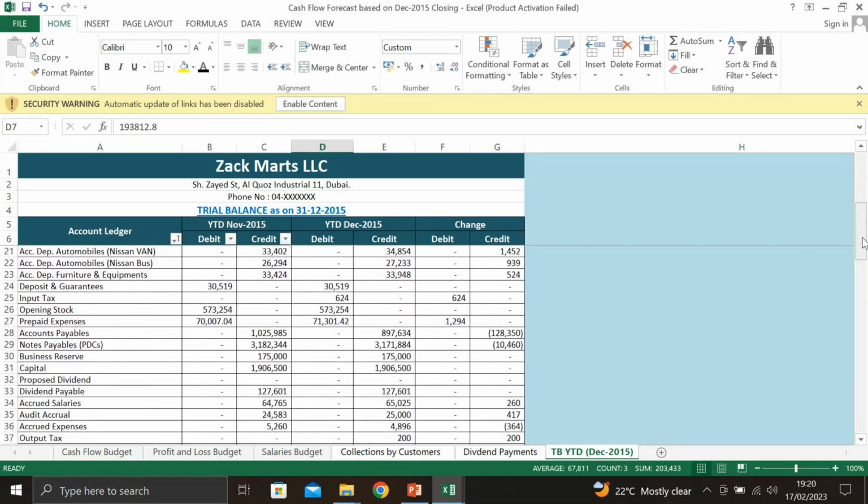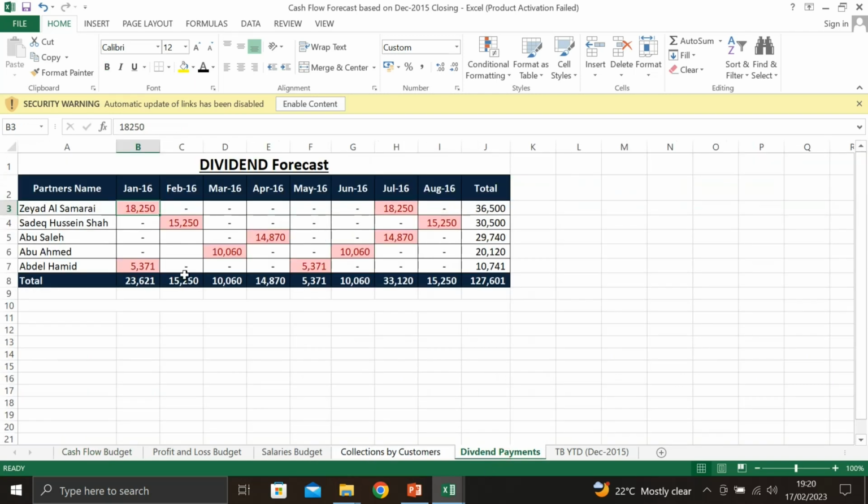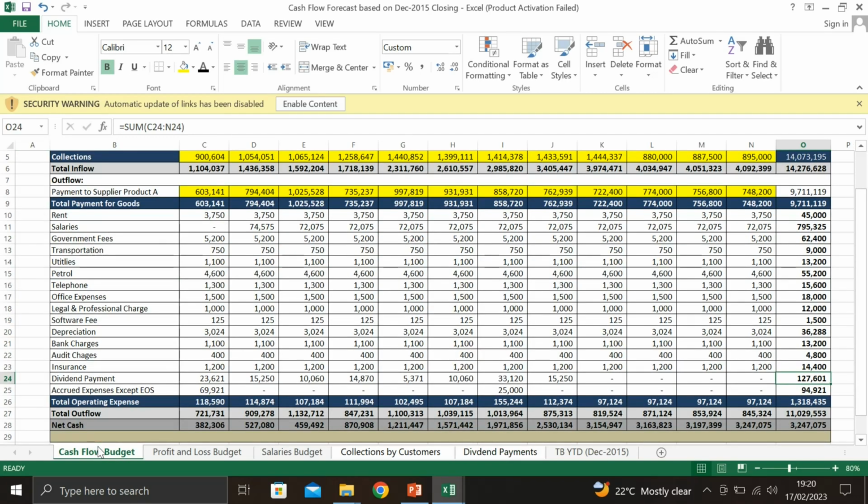As you can see here, this is dividend. So the dividend payment 127601, this is the payment, and we have forecasted that in each month we will make the payment. What is the dividend forecast? Dividend payment forecast we have here, that for each partner of the company we will give this much amount in Jan, this much in Feb, and so on.